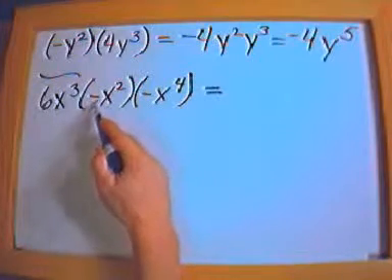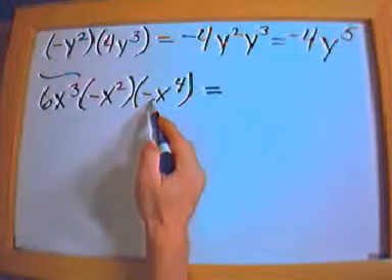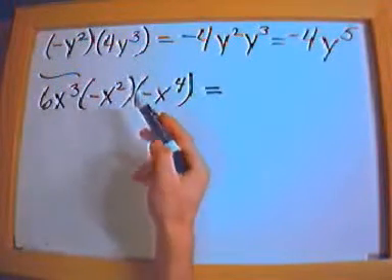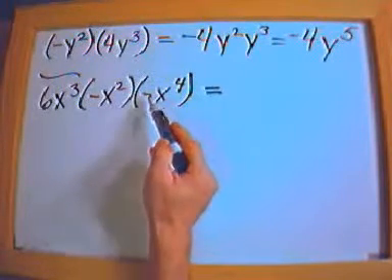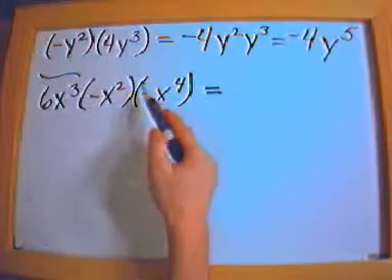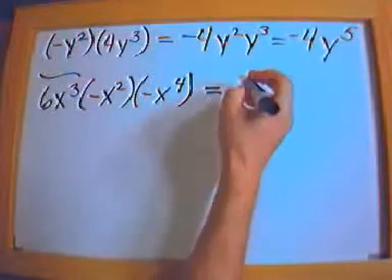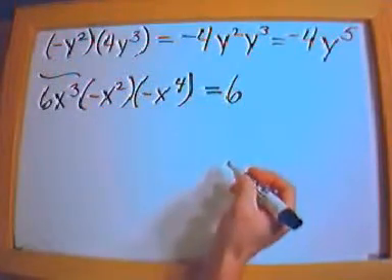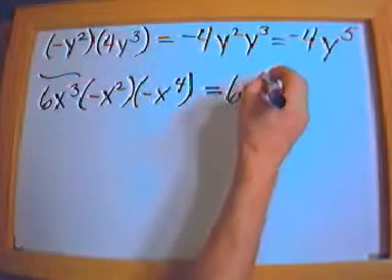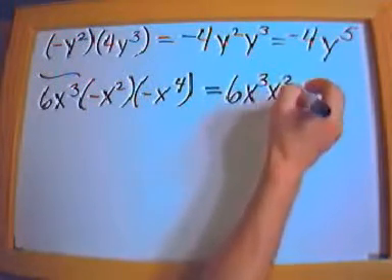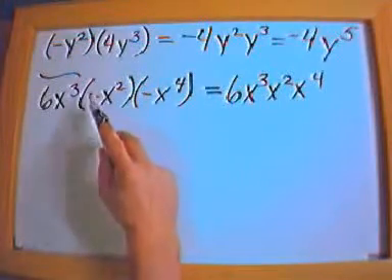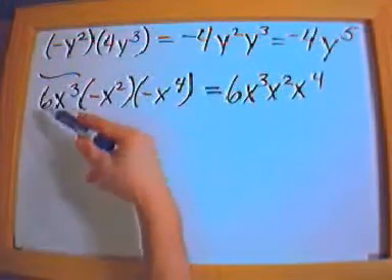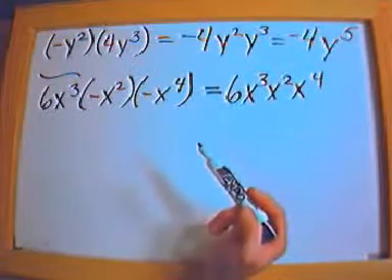Well, I can tell you right now that this negative 1 times this negative 1 is going to give me positive 1, because negative times negative is positive, and 1 times 1 is 1. So negative 1 times negative 1 is going to give me positive 1. And positive 1 times the 6 is just simply going to be 6. So I'm going to carry over my x to the third, my x squared, and my x to the fourth. The only thing that happened here is these negatives went away because negative 1 times negative 1 is positive 1, so I just rewrote it all again.